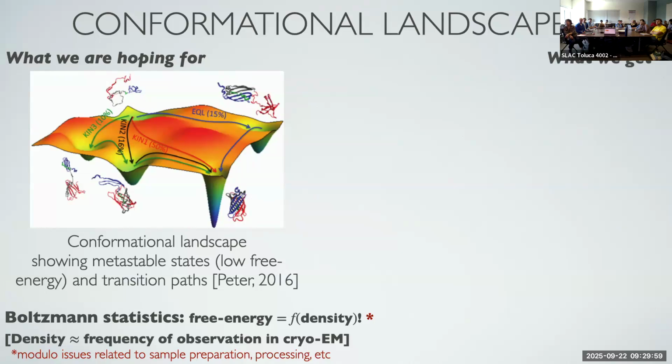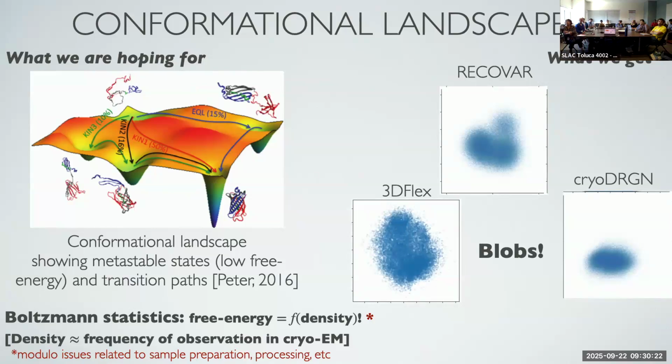So modulo a lot of physics problems, including sample preparation and so on, what you should be able to do is just go into your data, count how many times a particular conformation happens, and that would tell you what the free energy of the particular state is. Okay, so that's the hope. But if you run one of these methods on a real data set, this is more like what you get. You just get big blobs. You don't get a nice structured map like this showing metastable states. And so the question is, how do we reconcile these two pictures? How can we go from this to that?